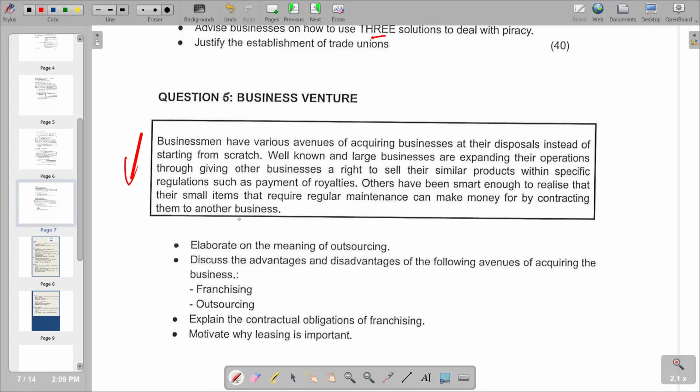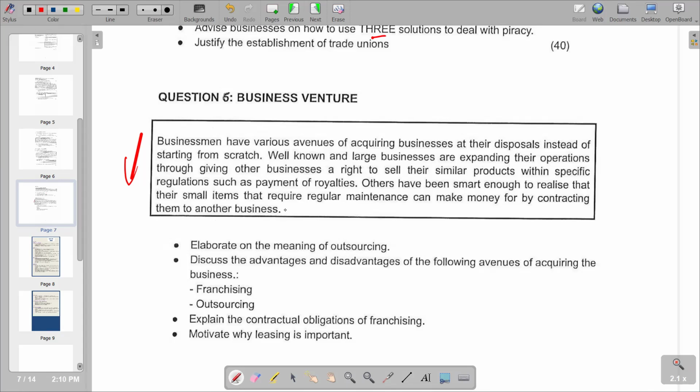Then on the first part of our essay question 6, it reads: elaborate on the meaning of outsourcing. So obviously we are going to go through what exactly we mean by outsourcing. But of course, this is an easy question again. You have to start with the introduction, whereby you can find one or two terms that you can define in the introduction. And of course, that's where you're going to define outsourcing. And then from there, you go to your main part, and then finally, you conclude with your conclusion.